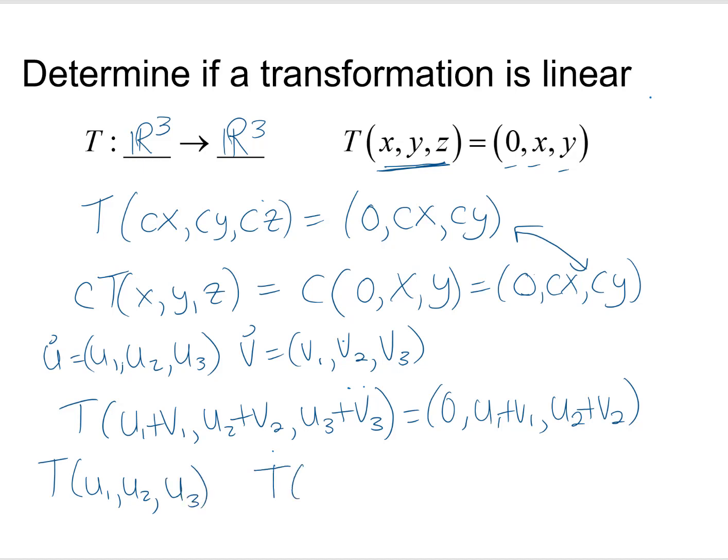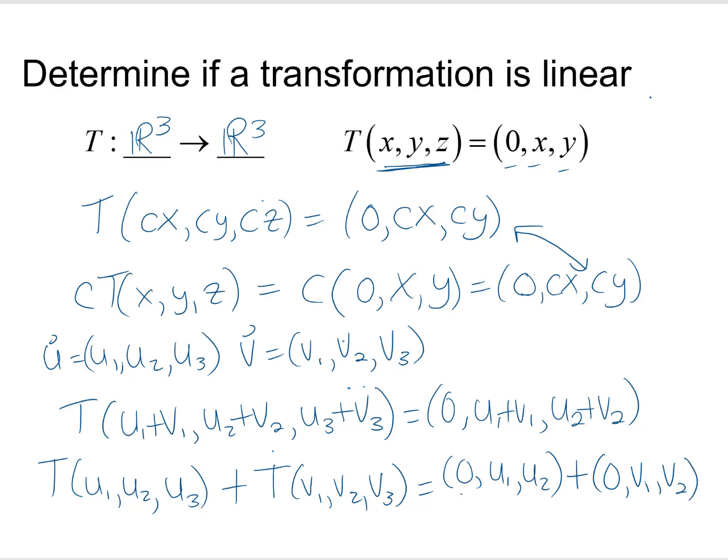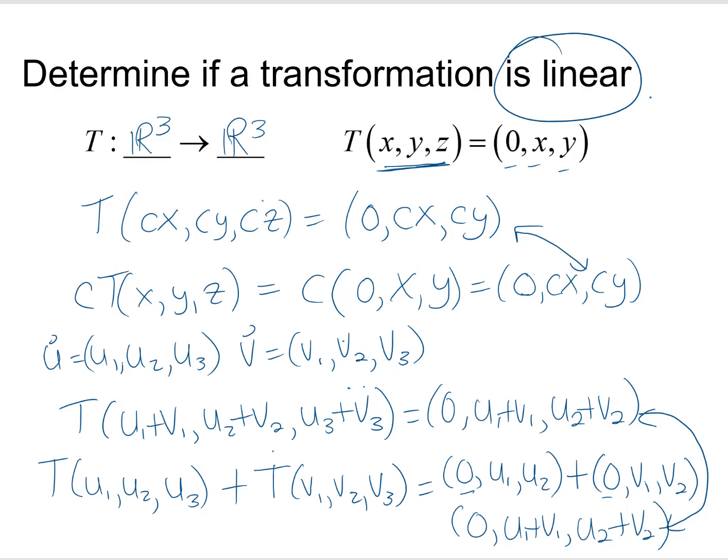Now what if we instead transformed u and transformed v, and after the transformations add them together? So transforming u, we would have 0, and then u1, and then u2, and then we'll have plus. Transforming v, we'd have 0, and then v1 and v2. We add them component-wise. This one plus this one will give us 0, and the second component is going to be u1 plus v1, and the third one's going to be u2 plus v2. Now when we compare that to when we added first or added later, those match. So both properties hold, so this one is linear.